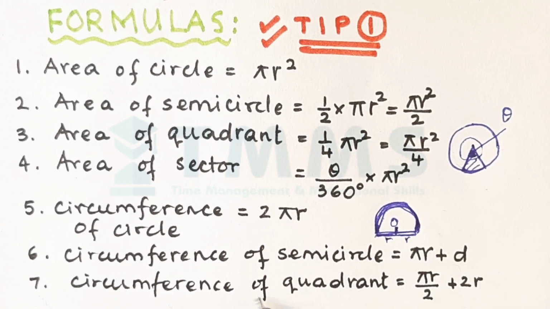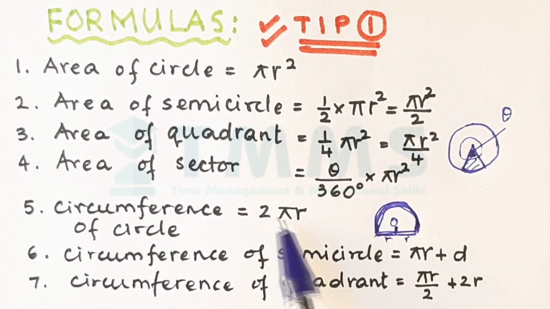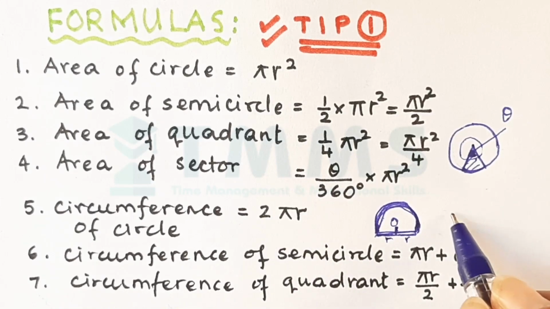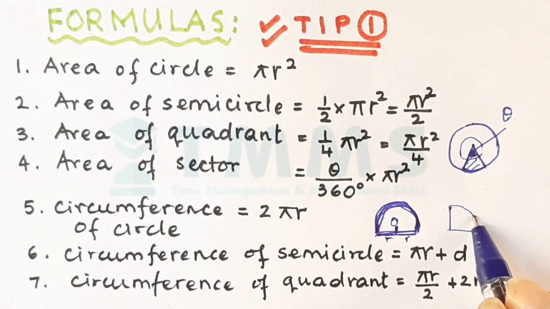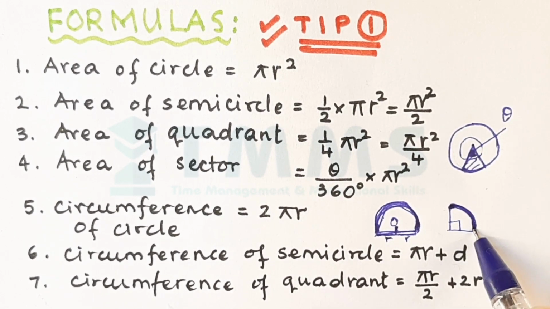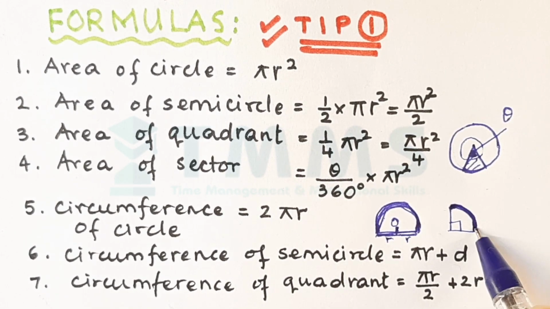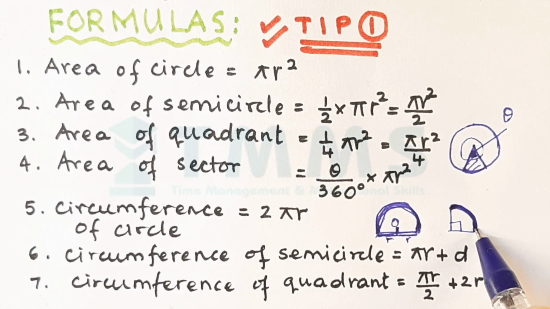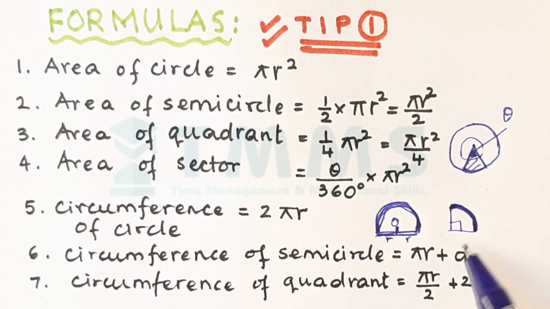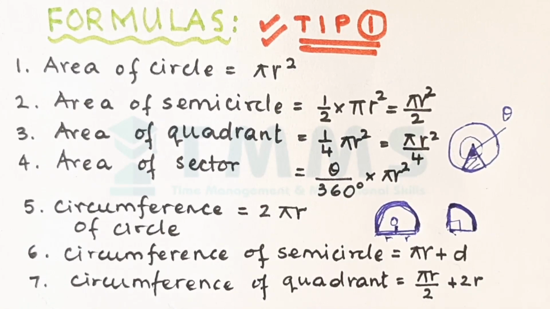Okay, so circumference of a quadrant, the same thing. You are going to take the arc of the quadrant. Let me just show it here. A quadrant, I will show like this. This is 90 degrees. So the arc of this quadrant will be this portion. This portion will be 1/4 of the circumference. That will be 2 pi r upon 4. That will give you pi r upon 2. So pi r upon 2 plus this radius plus this radius. So that is where we get pi r upon 2 plus 2r.